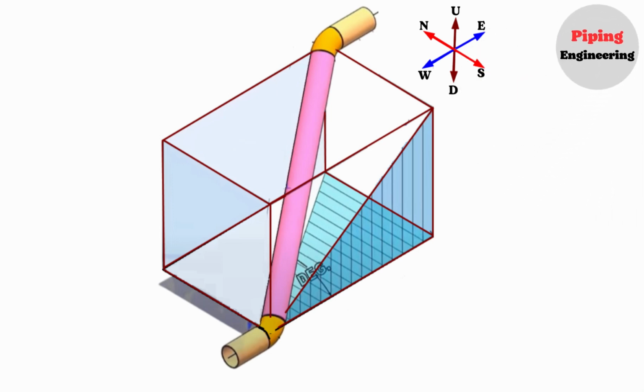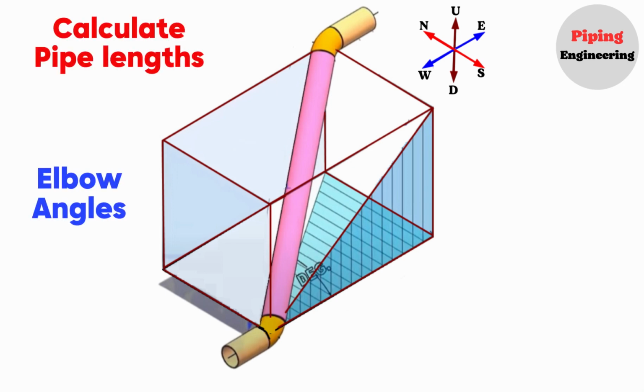In this video, we'll learn an easy method to calculate pipe lengths and elbow angles for a double rolling pipeline. Then we will apply this method to examples in a fabrication isometric drawing.